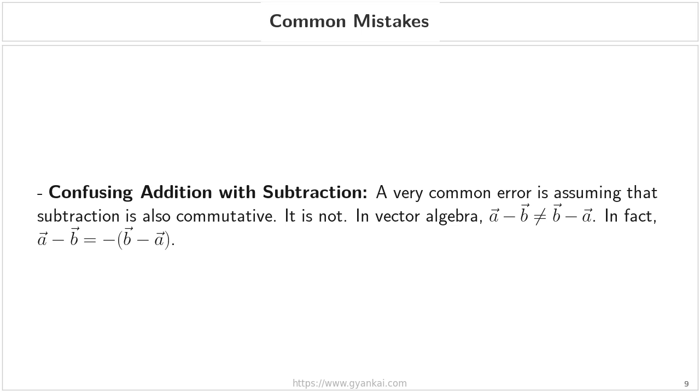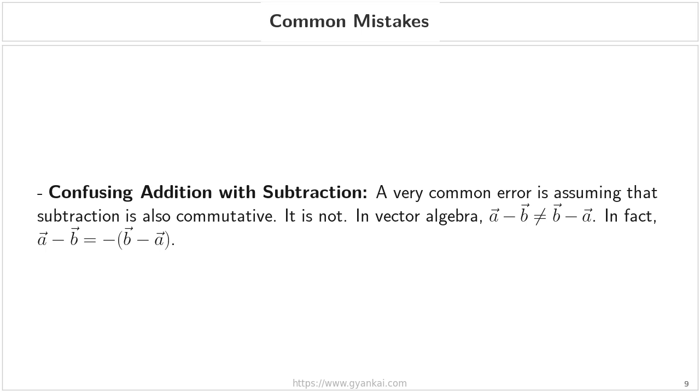We have just spent the last few slides proving that vector addition is commutative, meaning the order doesn't matter. However, please be very careful. This rule does not apply to subtraction. A very common error is assuming that subtracting vector B from vector A is the same as subtracting vector A from vector B. It is not.